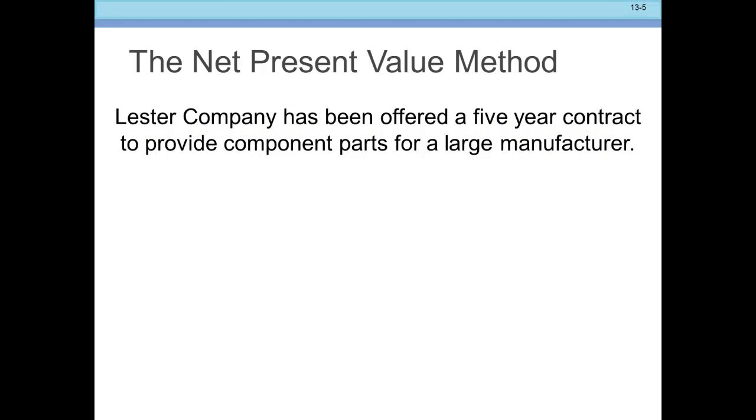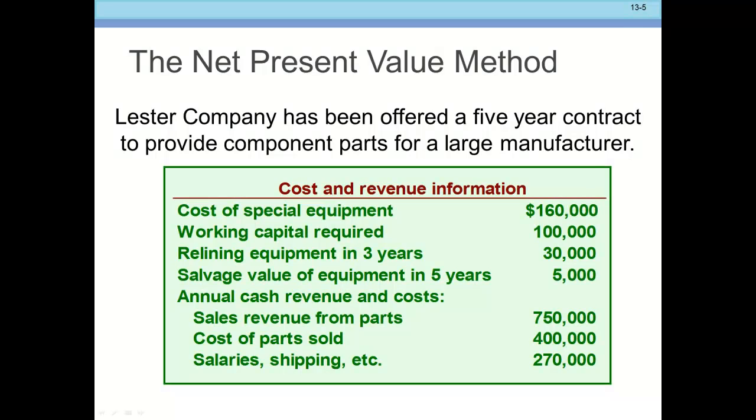Let's work an example. Lester Company has been offered a 5-year contract to provide component parts for a large manufacturer. The details of the deal are as follows. The cost of the special equipment is $160,000. Additional working capital required of $100,000, and in 3 years we'll have to spend some money to reline the equipment. These three are cash outflows.